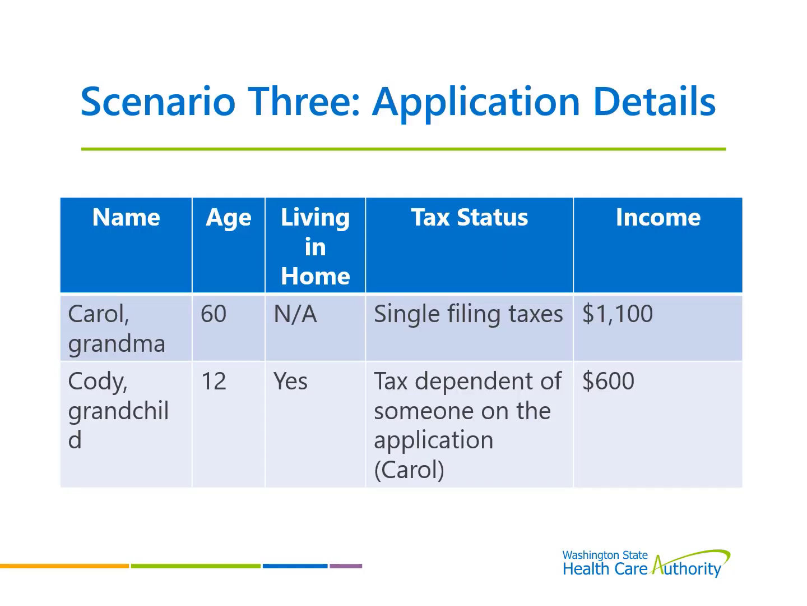Here is the application details. Take a moment to review the slide. As you can see, Cody receives a $600 monthly per capita distributions from gaming. Therefore, his income will be countable since it meets the tax filing threshold.